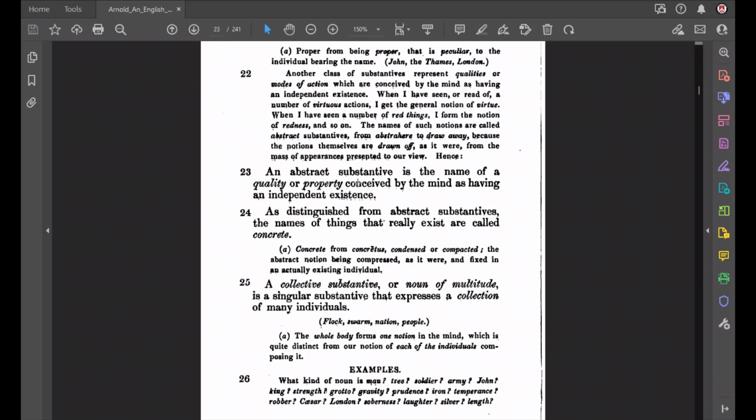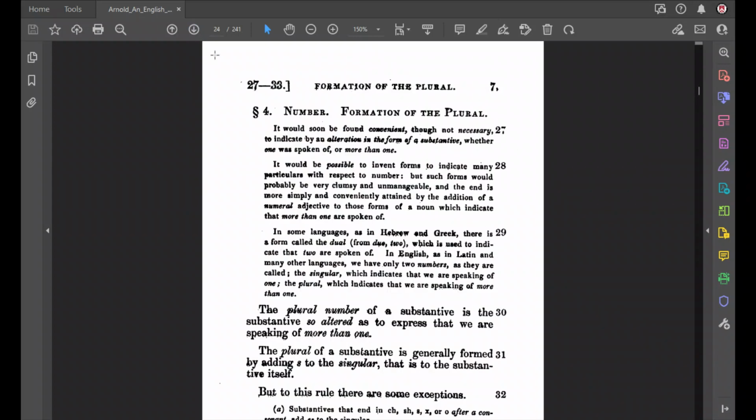All right, so we learned about common and proper nouns. We learned about abstract and concrete nouns. We learned about collective nouns in that third lesson on the division of substantive nouns. Moving on, in lesson 4, we learned about the number of substantive nouns. We learned that there were 2 numbers for substantive nouns, singular and plural.